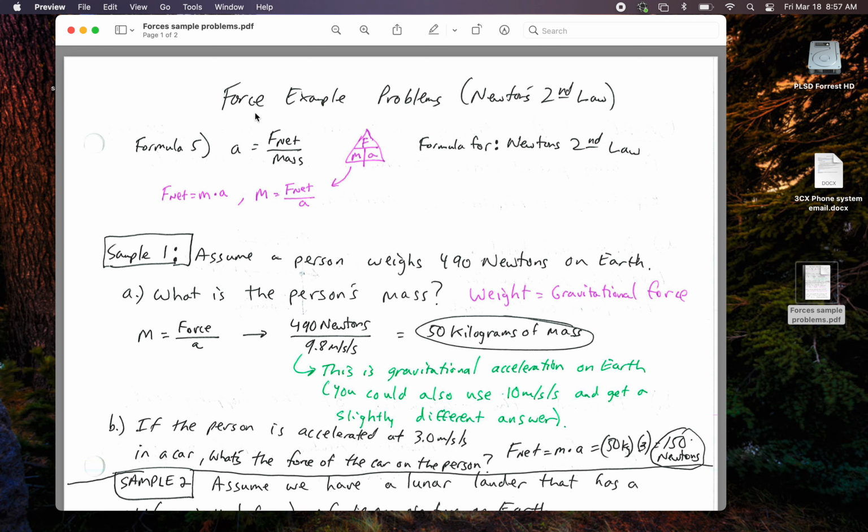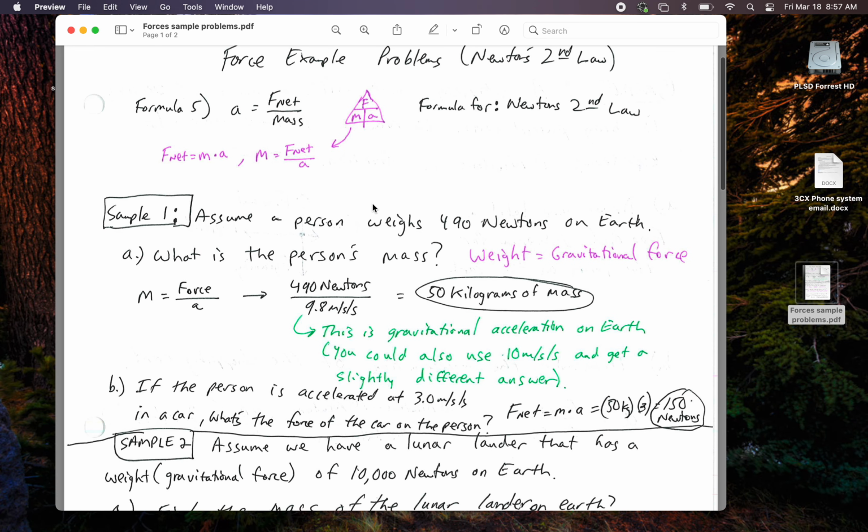You could rearrange this formula to look like these versions in purple. And remember, you can always use this triangle to help you figure it out. So force on top, mass and acceleration on bottom. So force over mass is acceleration, force over acceleration is mass, and force is equal to mass times acceleration. So these are all three versions of that formula.